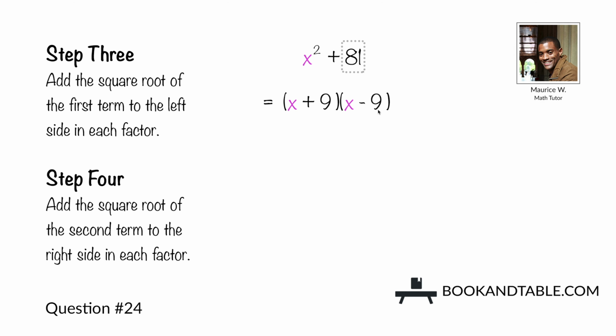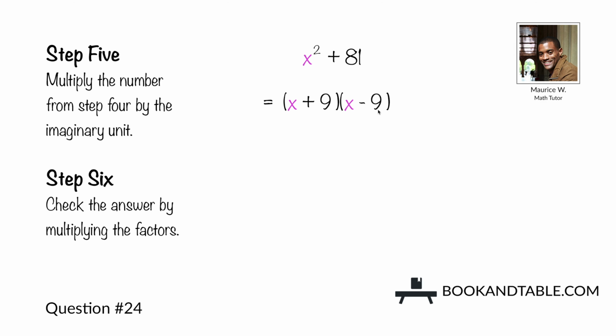And now step 5, we want to multiply the number from step 4, which is the 9 in each factor, by the imaginary unit i, showing us that x squared plus 81 can be factored into x plus 9i times x minus 9i.